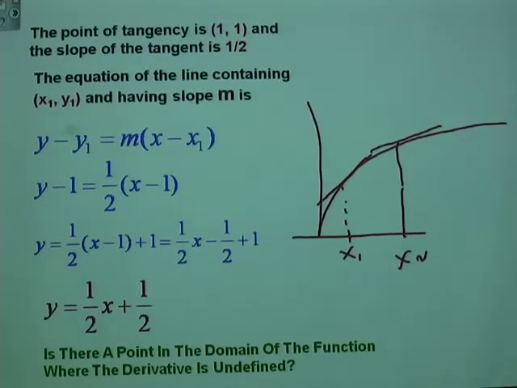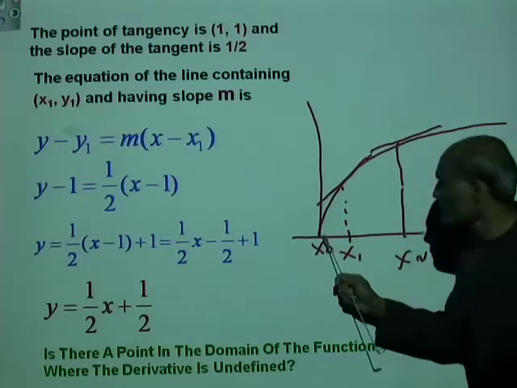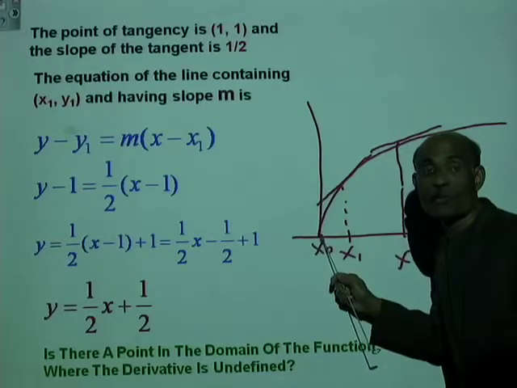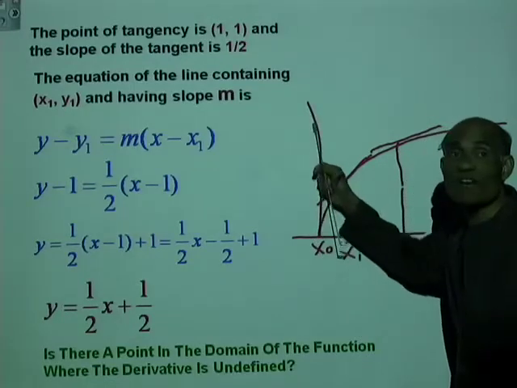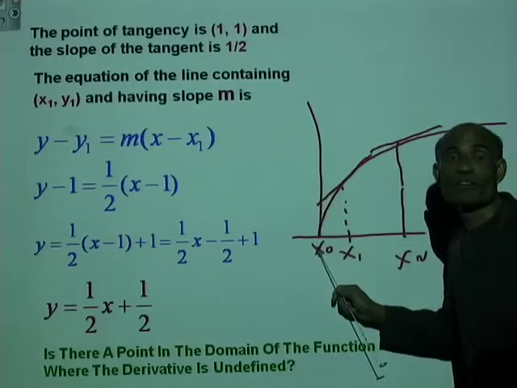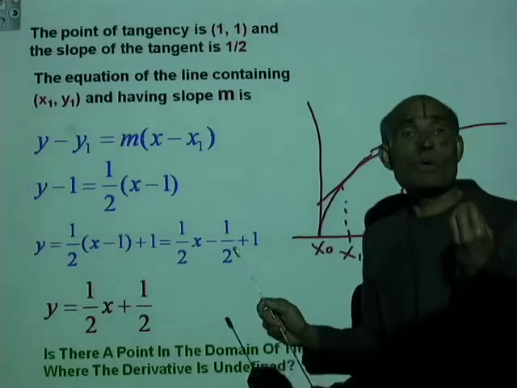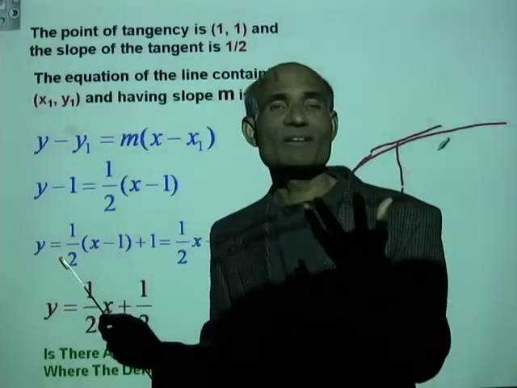Now tell me, what is the derivative at x equal to 0? What is the derivative of this function at x equal to 0? What will be the tangent line here? You can see the tangent line is actually the y-axis. It is a vertical line. What is the slope of a vertical line?